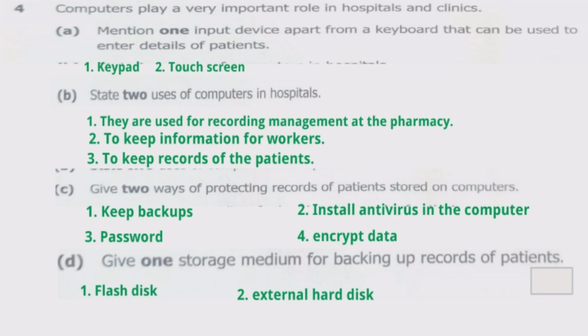There are DVDs, you can use CDs, you can use magnetic tape, you can use magnetic disc. All those things can also be used to back up the information.